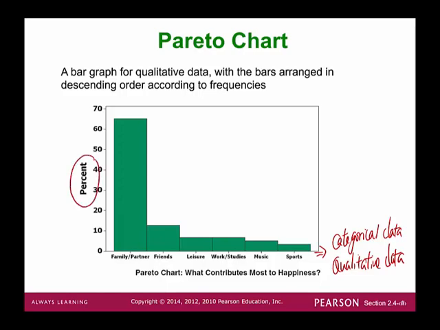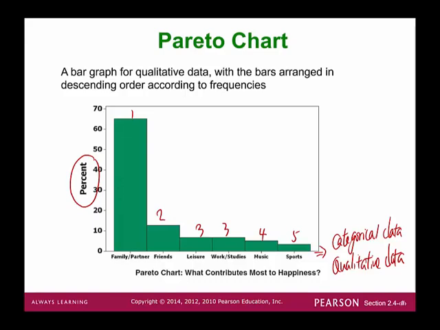So the question here is what contributes most to happiness? We have 6 major categories. First one is family and partner, second one is friends, third one is leisure, fourth one work and studies, and music, sports. As you can see, family and partner contribute most to happiness. The next one is friends. So using the Pareto chart, you can see this is number 1, number 2, this is 3, 4, and then 5, the fifth contributor towards happiness. You can easily find out the comparison among those different categorical data.